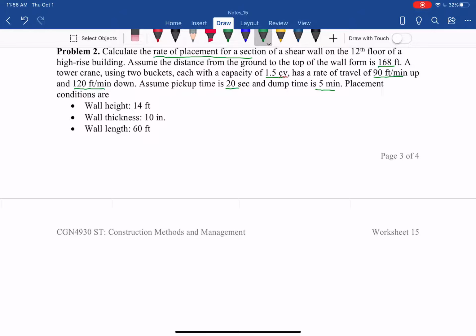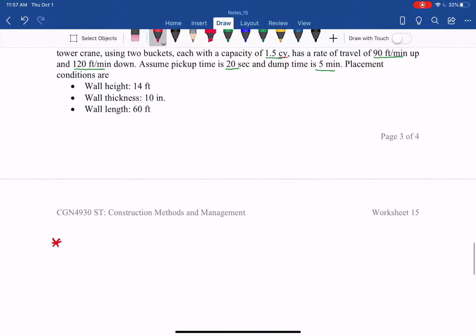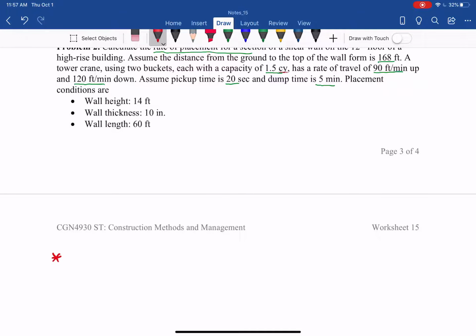So first, we determine the rate of delivery of this bucket and tower crane. Before we determine the rate of delivery, as we did in the previous lesson, we need to find out the volume per cycle, and then we find out the cycle time. So what is the cycle time for the bucket from the pickup, going up to the 12th floor, and then dumping and going down to pick up another bucket? That is the total cycle time we have.